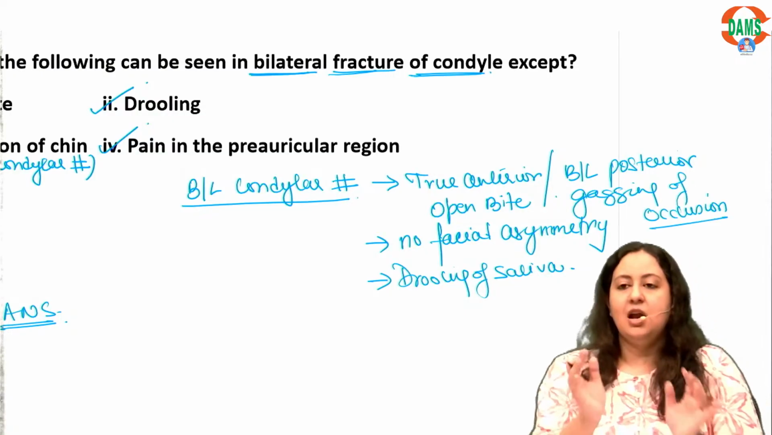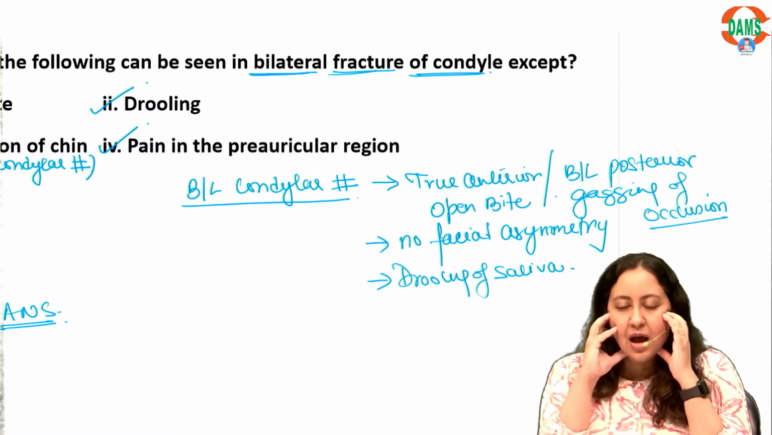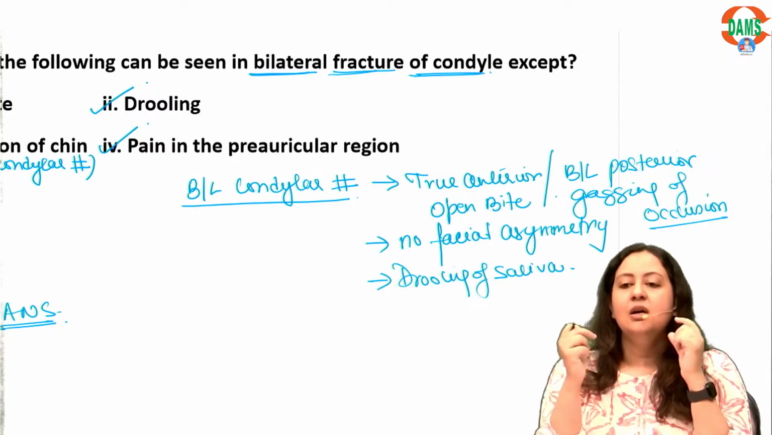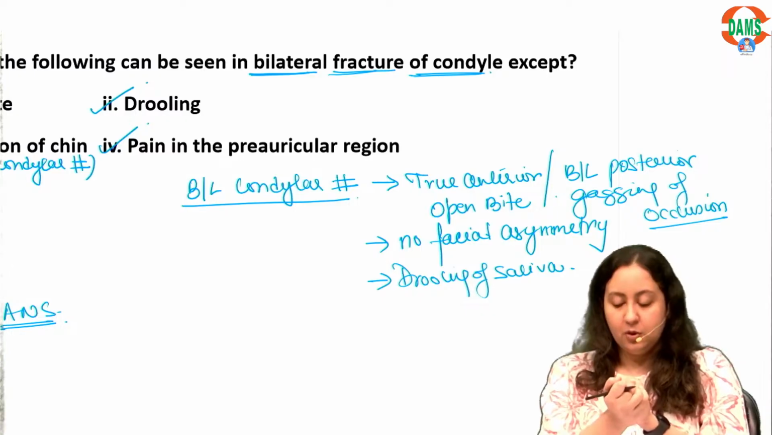Alright, because of bilateral condylar fracture, what will happen? Posterior ramal height will shorten, due to which there will be premature contact in the posteriors and which will result in an anterior open bite. Okay.